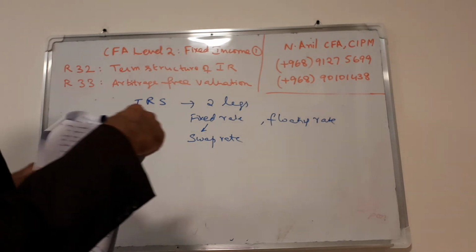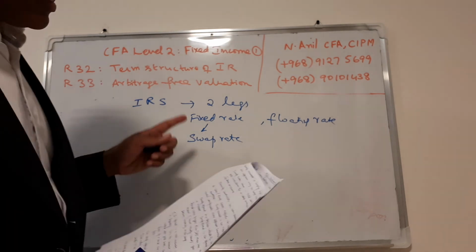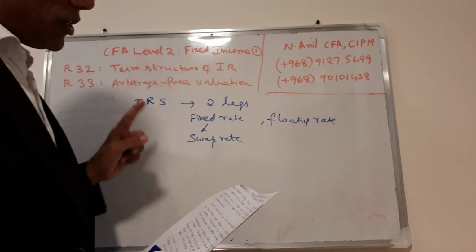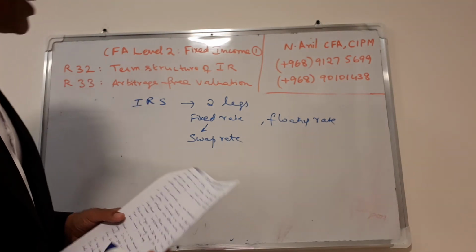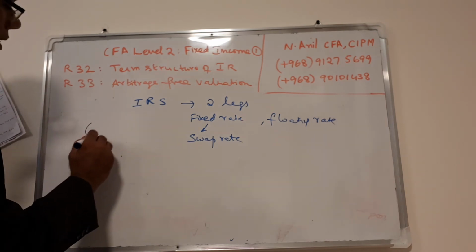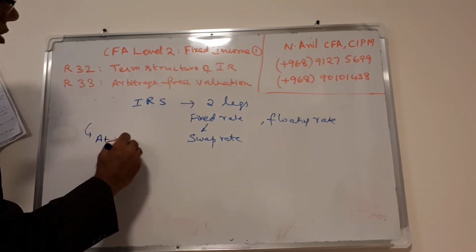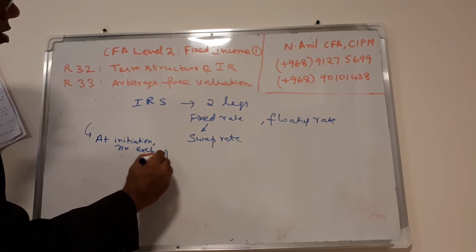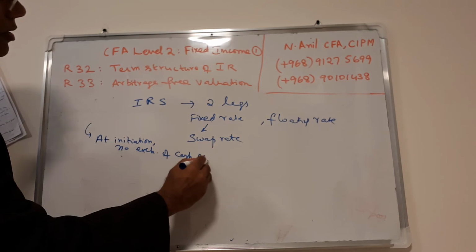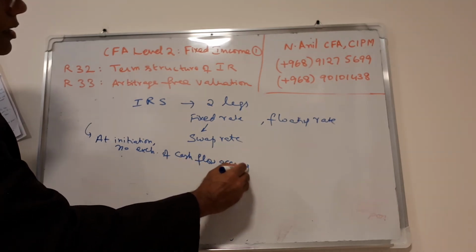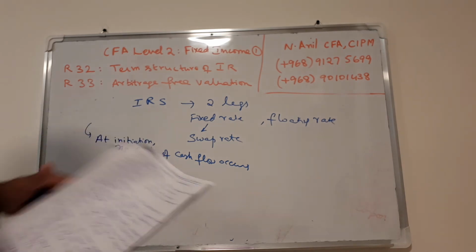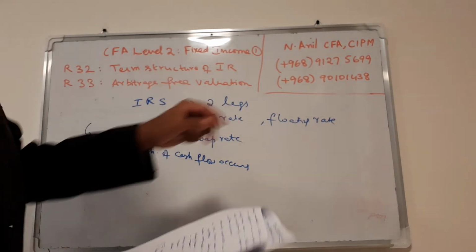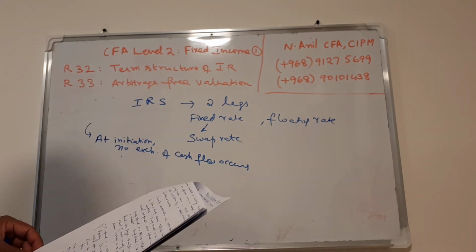The swap market is a highly liquid market. It is customizable, and at initiation of swap contracts, no exchange of cash flow occurs. So at initiation of a derivatives contract, no exchange of cash flow occurs. It occurs later at intervals, depending on how the interest rates move. So either the fixed rate leg may make money, or the floating rate leg may make money.